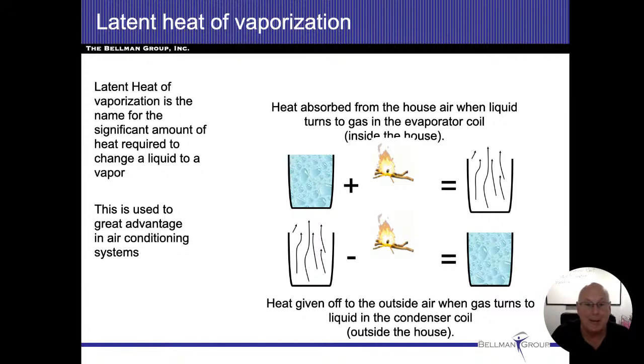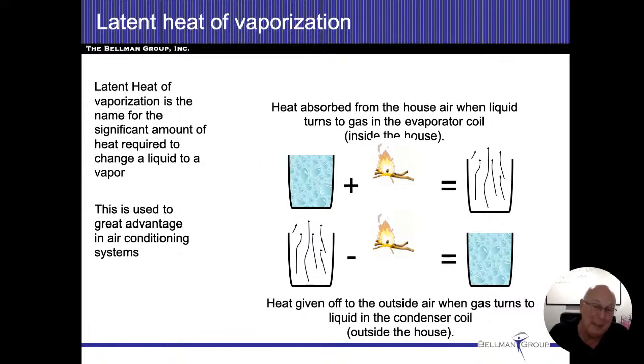The other term that's not written up here that I want you to know is latent heat of condensation. Latent heat of vaporization is the amount of BTU transfer when I go from a liquid to a gas. Latent heat of condensation is the amount of heat transfer going from a gas to a liquid. It's a tremendous amount of heat that we can absorb or discharge, but I do need you to know when we're absorbing and when we're discharging.